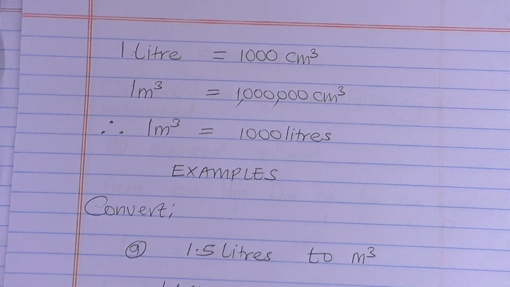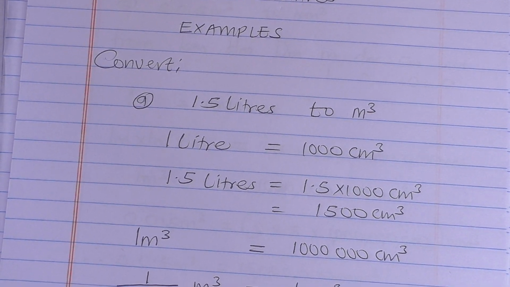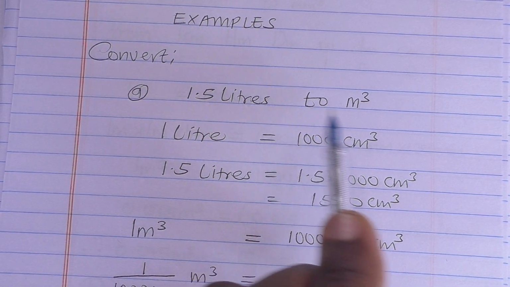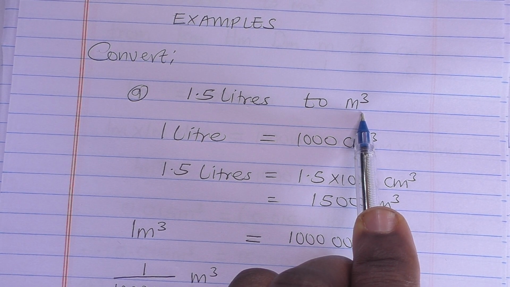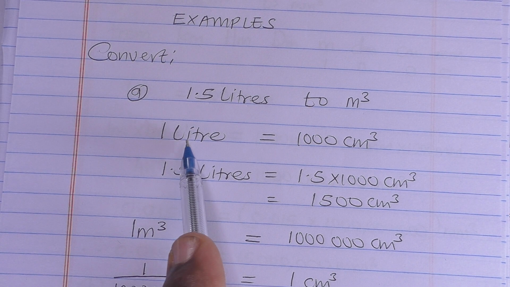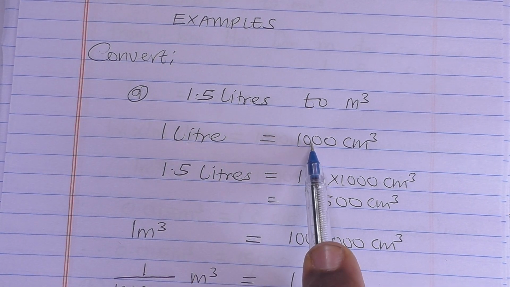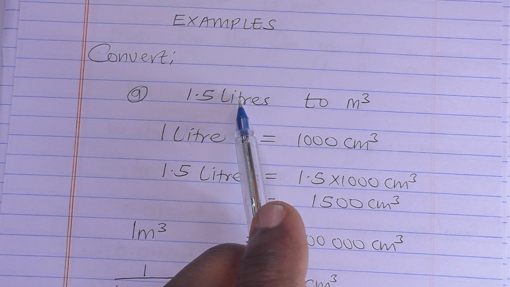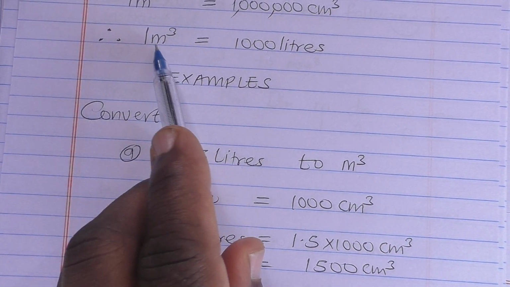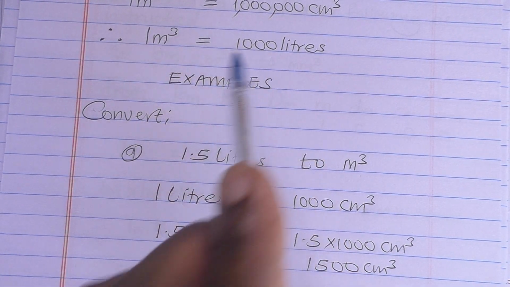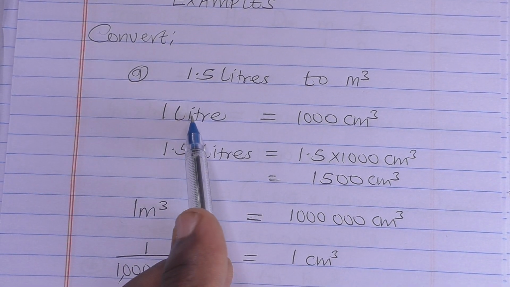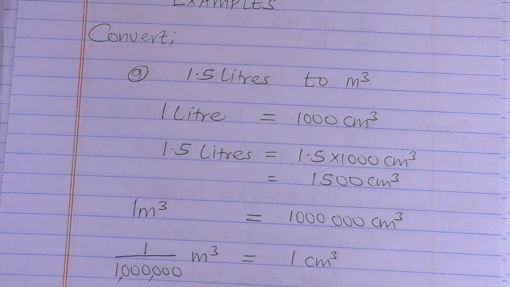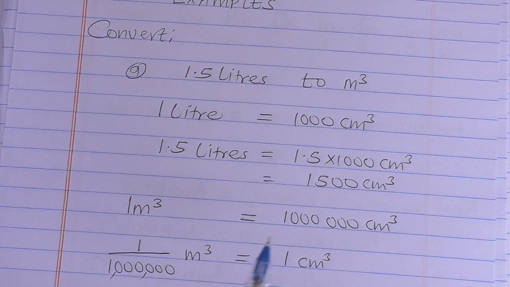For instance, let us have an example. The example says convert 1.5 liters to cubic meters. So we've already seen that 1 liter is equivalent to 1,000 cubic centimeters, and therefore when converting, we can convert directly using this expression, or we can first of all convert from liters to cubic centimeters, then from cubic centimeters to cubic meters. Let us try that and see.